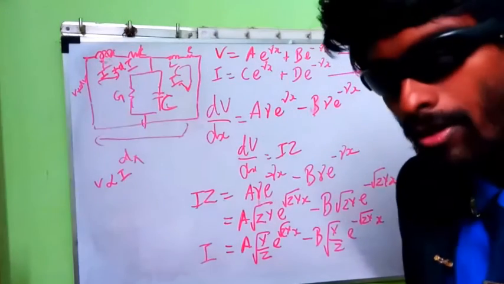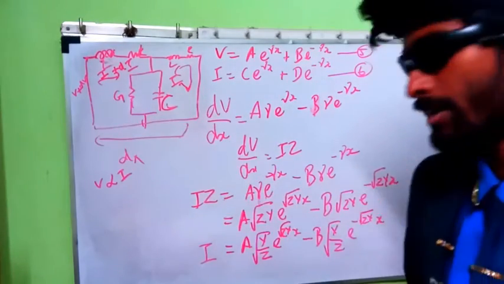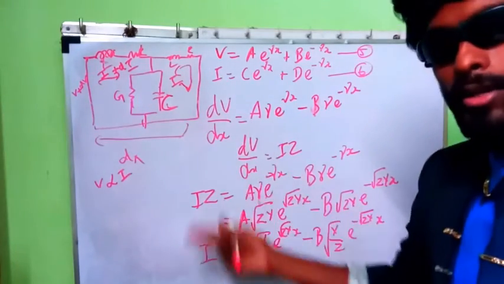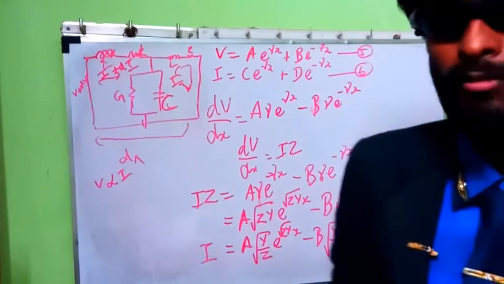And the next step, what we are going to do is replace dv by dx with di by dx, the same step. So what we did, now we are going to do with the form of di by dx. Very simple. So don't worry, it's going to wrap up this one.